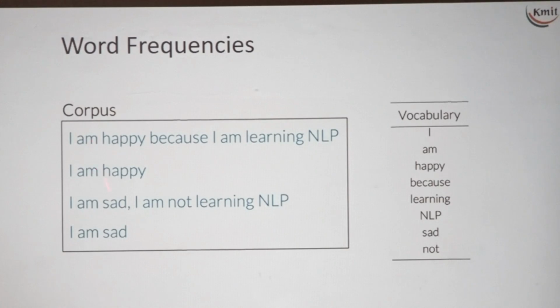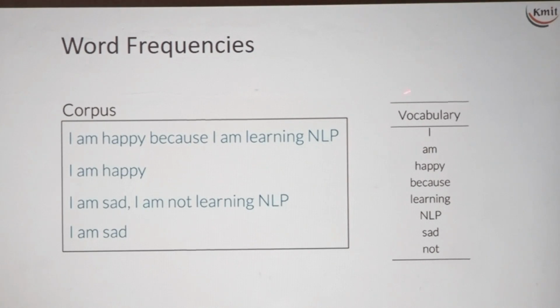You can see here there are 4 sentences. "I am happy because I am learning NLP." Is it positive or negative? The second tweet: "I am happy." "I am sad, I am not learning NLP." "I am not sad." So in my corpus, I took 2 positive samples and 2 negative samples. Am I clear? With this corpus, I am going to explain.